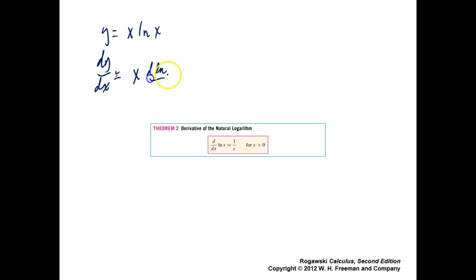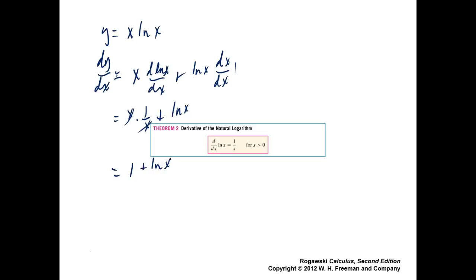Derivative of log x over x plus log x times the derivative of x. Perfect. Okay. Now, remind me what's the derivative of log x? X times 1 over x plus log x. And what's the derivative of x with respect to x? 1. Yes, exactly 1. So what we have is 1, because x over x is 1, plus log x. That's it. 1 plus log x.